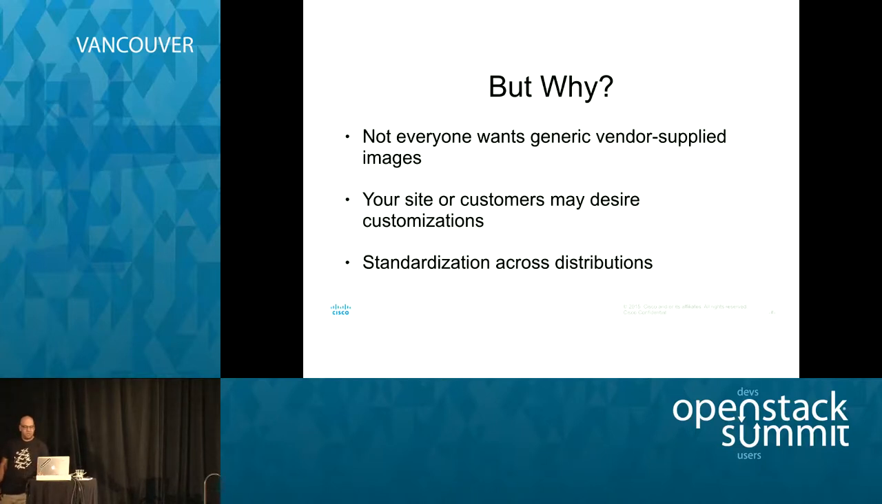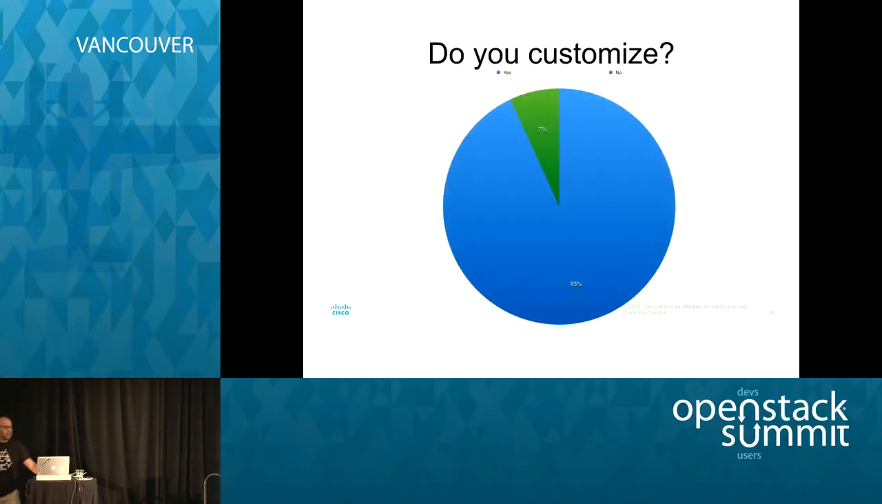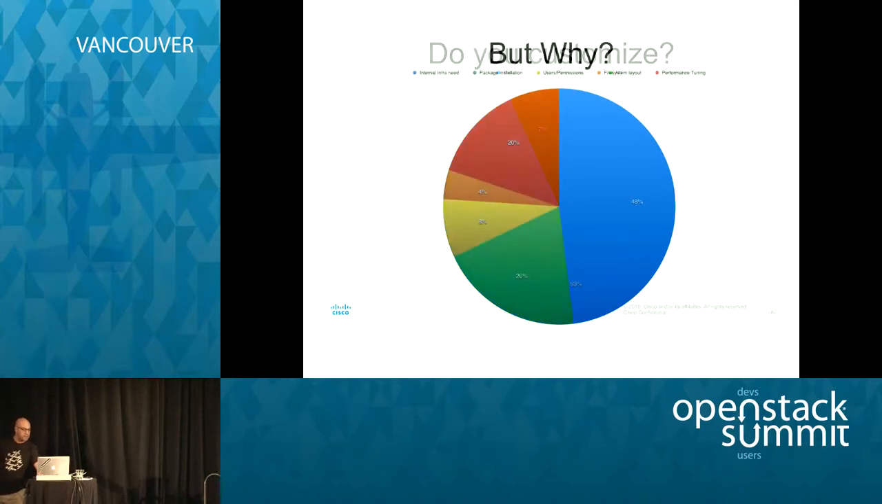So I took a survey a few months ago of the OpenStack operators community. And the responses were awesome. A whopping 93% of the respondents in the ops community customize disk images. 7% use stock generic vendor-supplied images. So the drill down was, what is being done inside customized disk images?